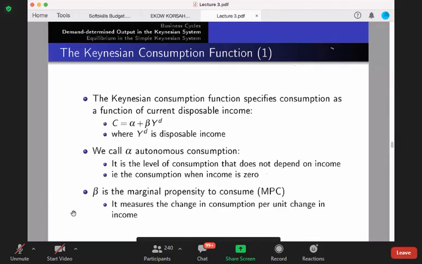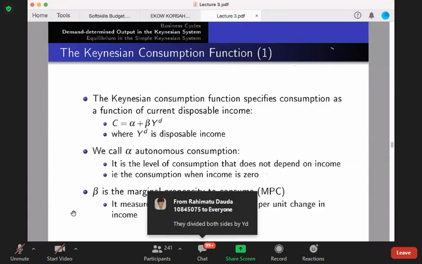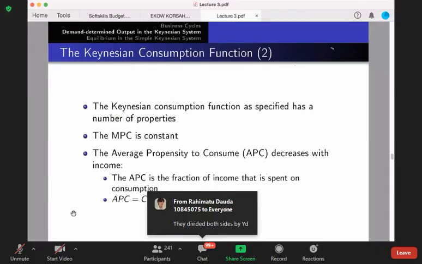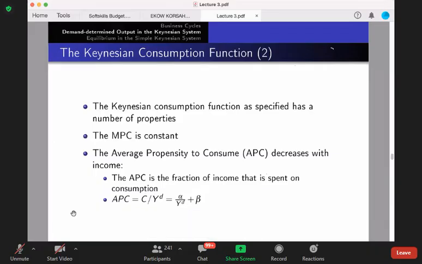I'm taking my time here because when I was marking, I realized some of you were struggling with the mathematics. So that C is what you see here, alpha plus beta YD. Why divide both sides by YD? So that you see the C over YD. Okay, all right.